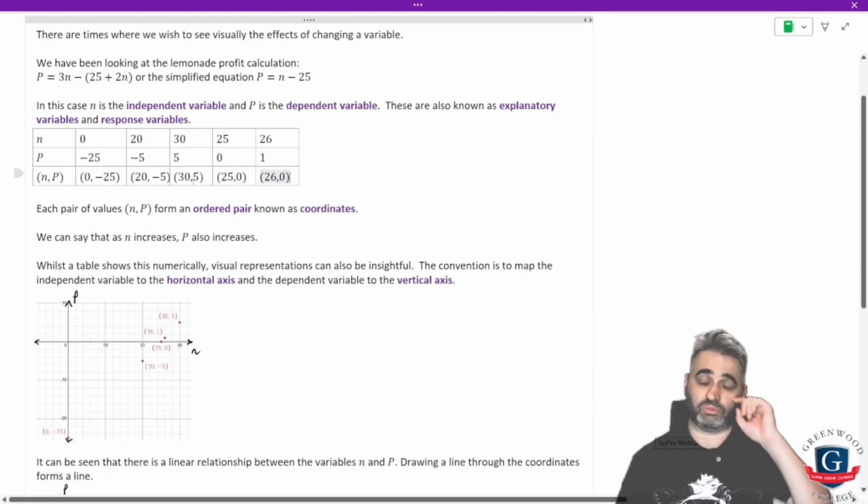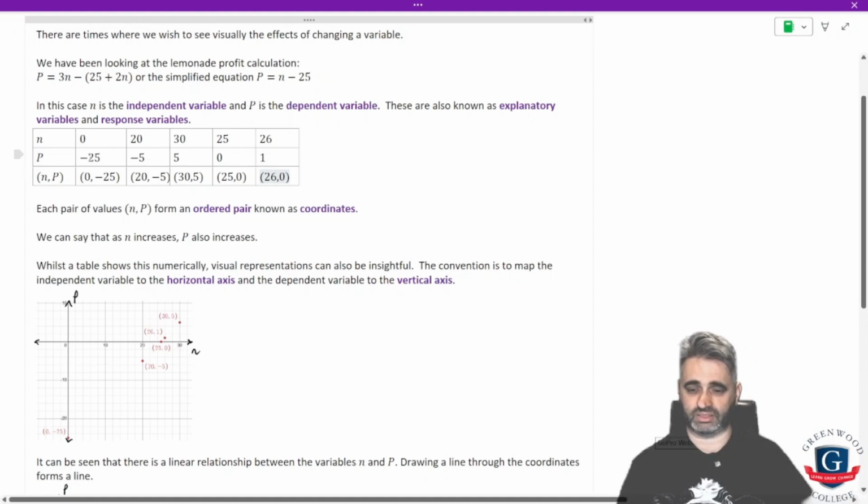Typically when we're going to graph an equation, we'll have an independent variable and a dependent variable. The independent variable is what we change, and when we change that, it changes some other value. That makes it dependent. The dependent variable is dependent on the independent variable. They're sometimes known as explanatory variables and response variables. They have slightly different meanings in different contexts, but generally they're very similar.